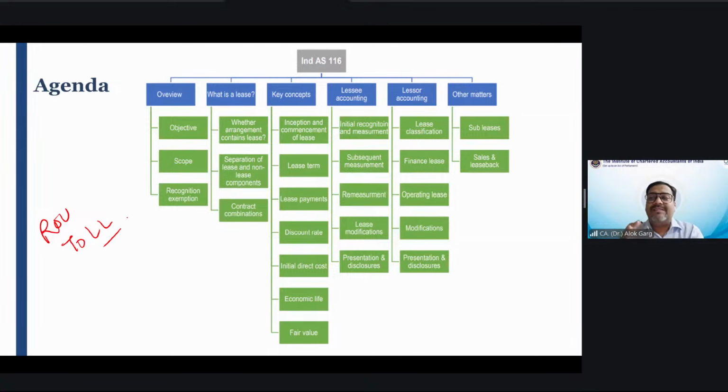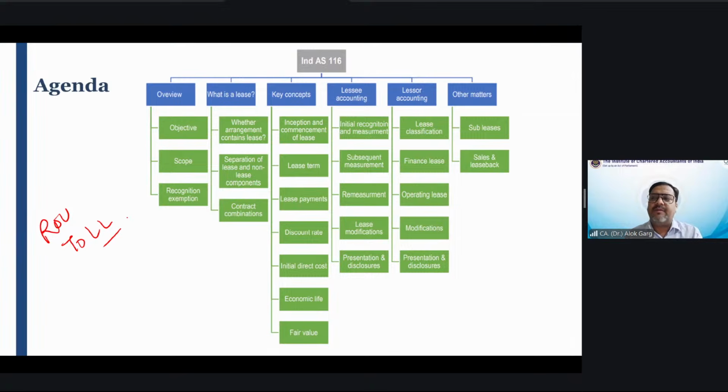Whatever lease rental you are going to pay in future, 1 lakh, 1 lakh, 1 lakh every year, you have to do the discounting. You have to compute the present value of the future lease rentals, and whatever the present value of the lease rentals is, that will become your lease liability and your right of use asset.